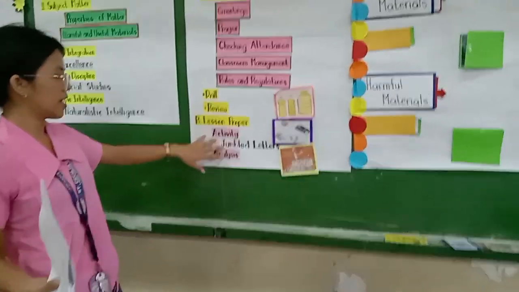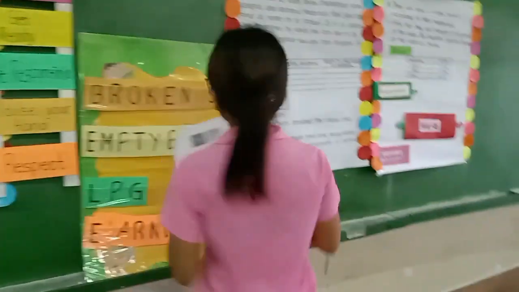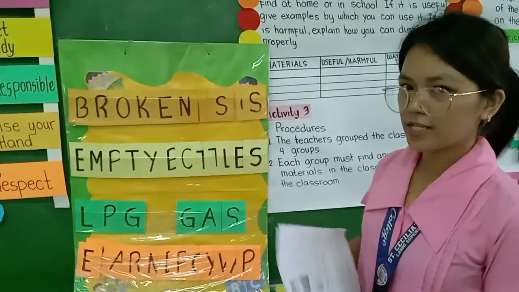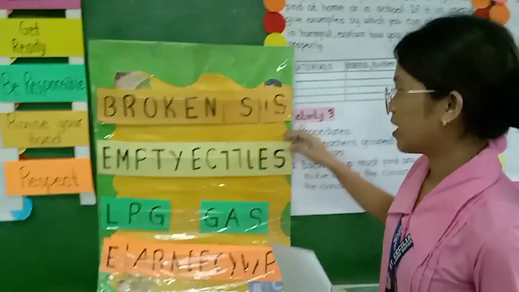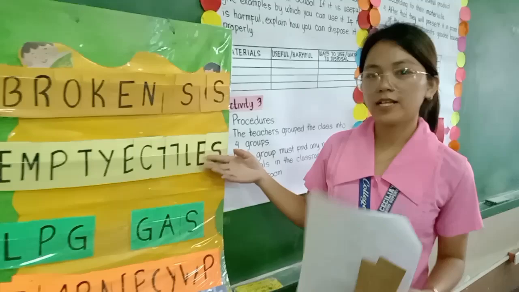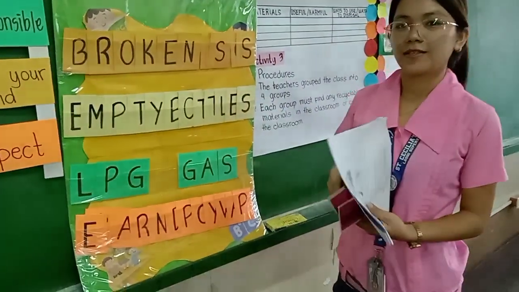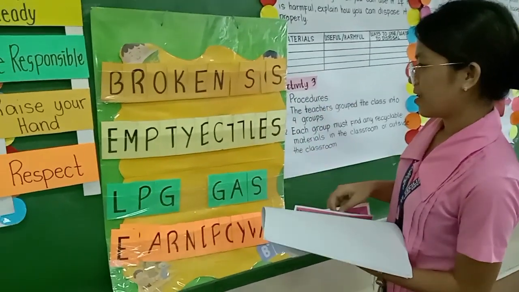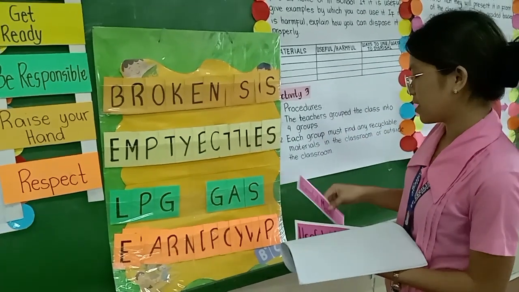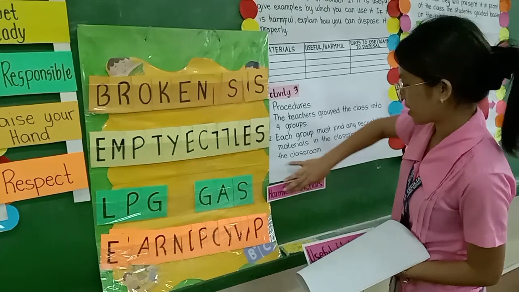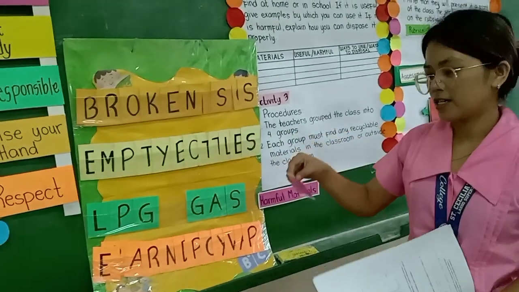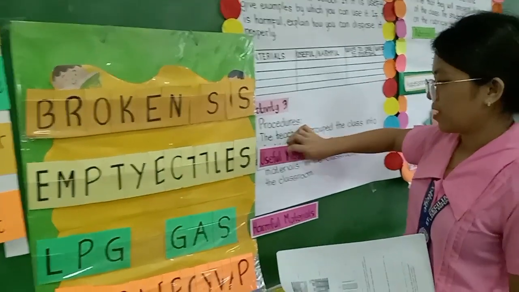So we have here the activity, the jumbled letters. I provide jumbled words here and the students arrange them correctly. For example, the empty bottles. So the students determine if it is useful or harmful. Example here is the LPG gas. The students answered harmful materials. Next is the empty bottles and the students answered useful materials.